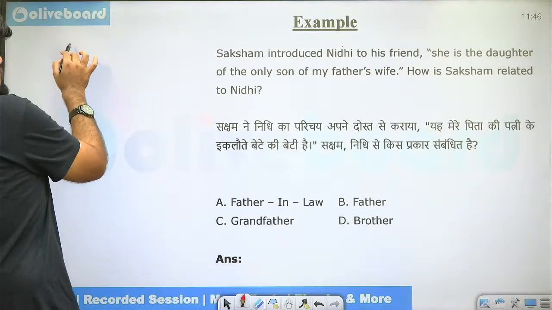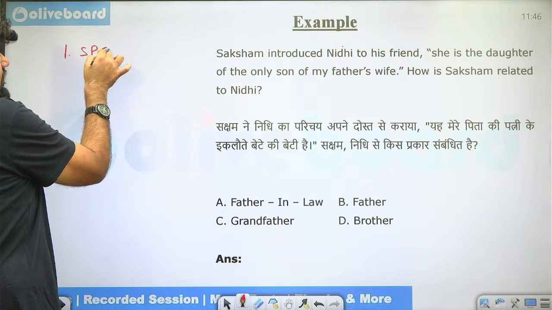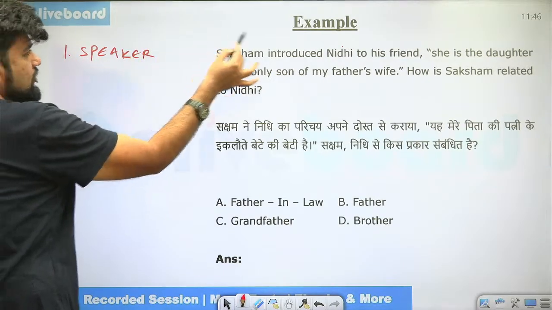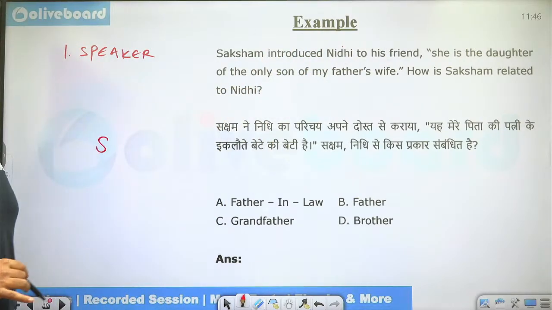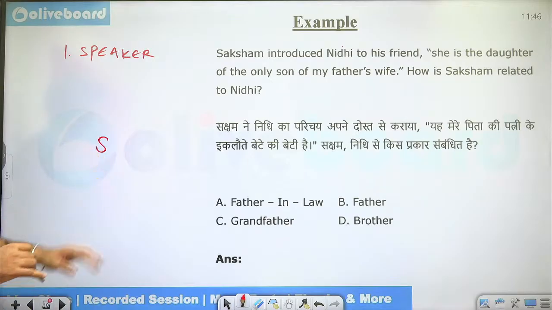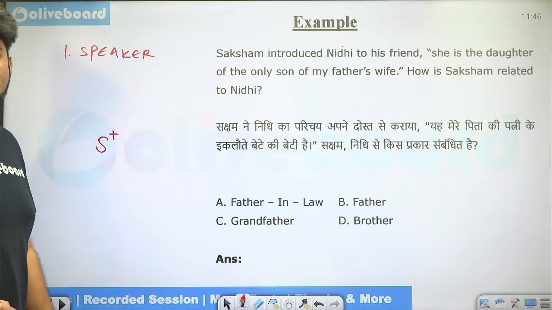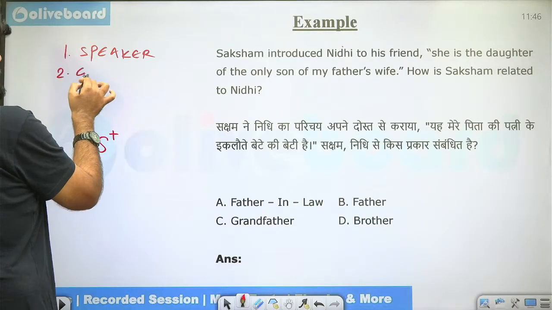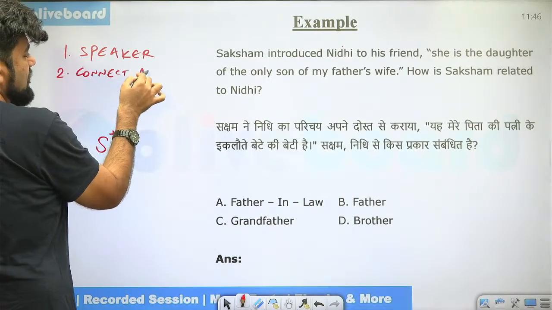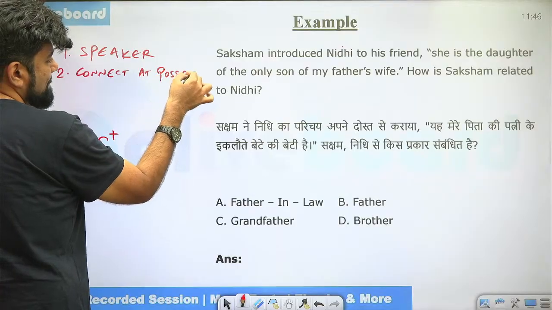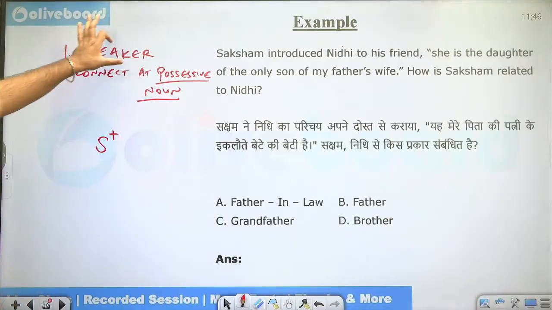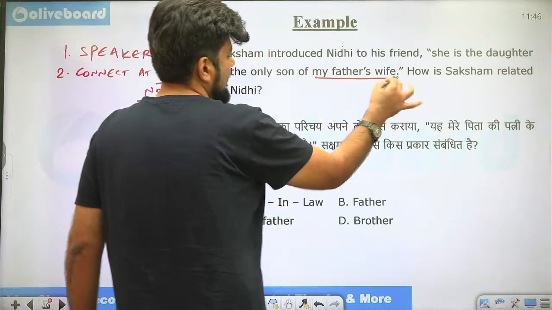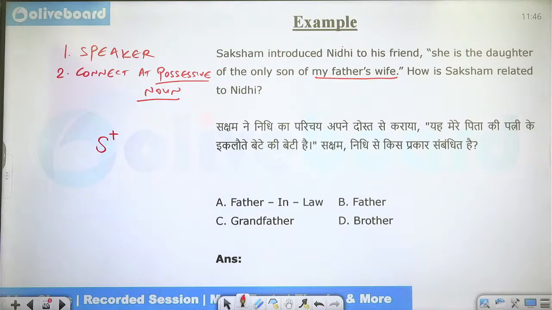So always start from the speaker. Always start drawing from the speaker. If Saksham introduced Nidhi to his friend and he started speaking, we will start the tree from Saksham. And if he is introducing to his friend, that means we know that Saksham is a male. Number 2, connect. The first connect will be at a possessive noun, that means the word my, mine, etc. Here, the speaker is speaking, so this is the possessive noun. My father's wife. She is the daughter of the only son of my father's wife. So draw Saksham's father.